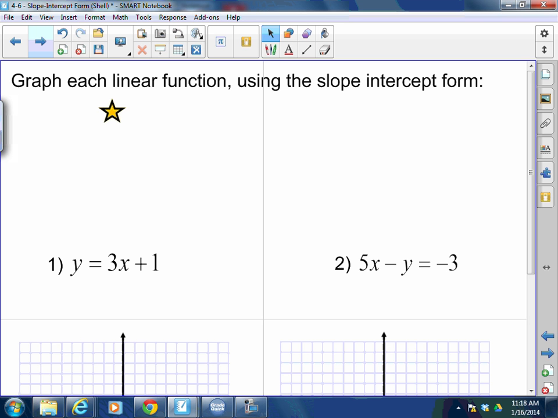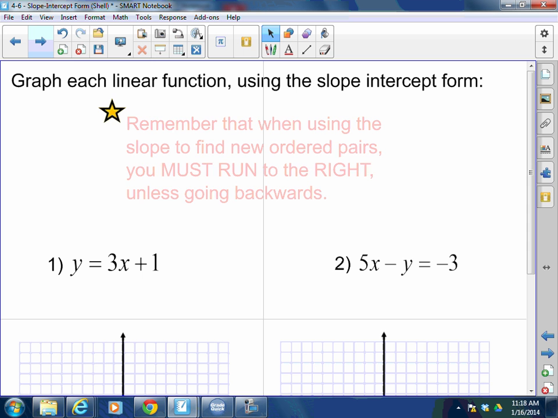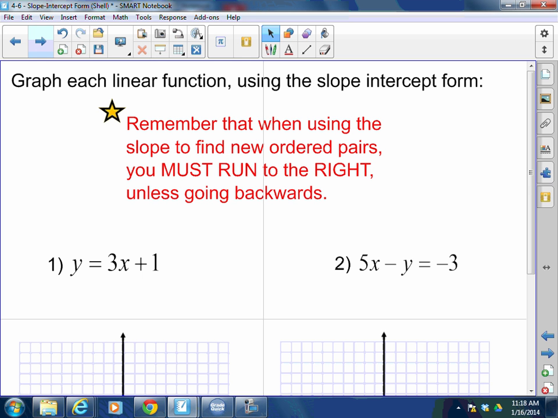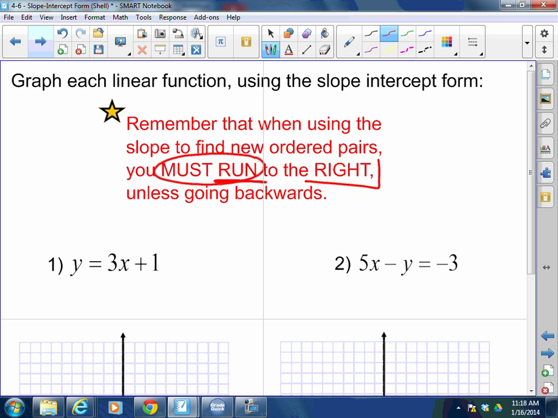Graph each linear function using the slope-intercept form. But I have a little star here because I want you to remember something. Remember that when using the slope to find new ordered pairs, you must run to the right unless you're going backwards. And I'm going to explain that in a second. You want to run to the right unless going backwards.